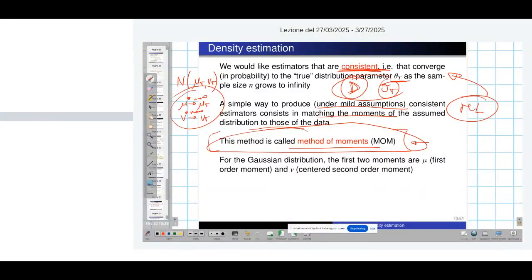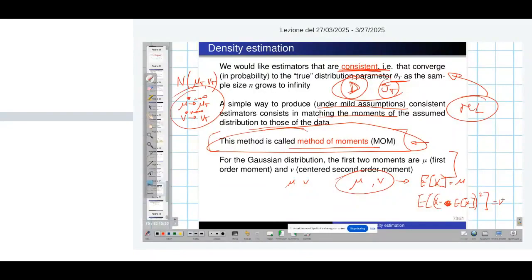The method of moments does the estimate how? Well, let's see for the Gaussian distribution. The Gaussian distribution has two parameters, mu and v, which are the mean and the variance, and we'll see why in a moment. From these parameters, we can compute the expectation of the random variable, which is mu, and the second centered moment, which is exactly v.